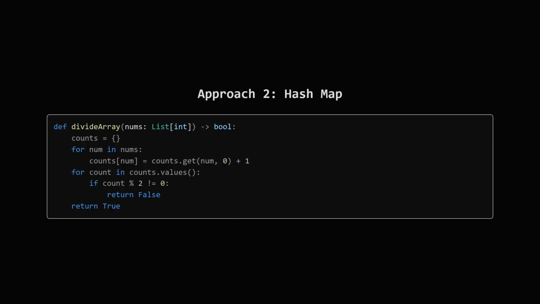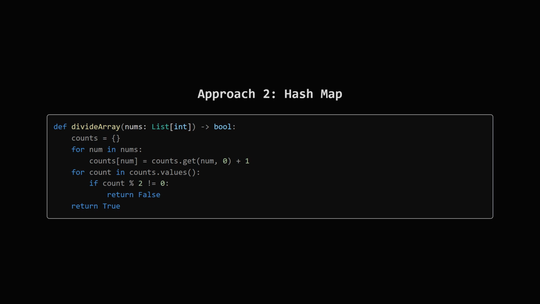Now let's look at a more optimal solution using a hash map. This approach avoids sorting, which can be more efficient. The idea here is to count the occurrences of each number in the array. If every number appears an even number of times, then we can form pairs. First, we initialize an empty dictionary called counts. Then we iterate through the nums array. For each num in nums, we update its count in the counts dictionary. counts.get(num, 0) retrieves the current count of num, defaulting to 0 if num isn't already in the dictionary. We then add 1 to this count.